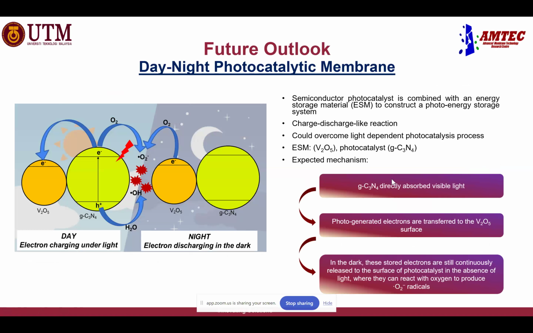So this diagram shows the mechanism of the day-night photocatalytic membrane through charging and then discharging reactions, where the catalyst will absorb the light and the energy storage material will store the electrons. At the same time, the photodegradation works simultaneously by the photocatalyst. And then at night, or without any light source, the energy storage material will discharge the stored electrons and react with the substrate, like wastewater for example, to produce radicals, and degradation will continuously occur. And this could prevent the light dependency of the photocatalysis process.